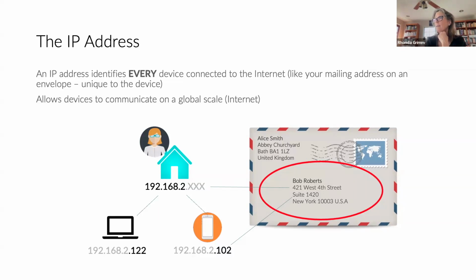In this case, her house may have a 192.168.2 network address, which is a lot like the street number and the street address of Bob's office building. And then the host address, the thing for the individual device, is a lot like the suite number. You get into the building and then you can find the exact suite.